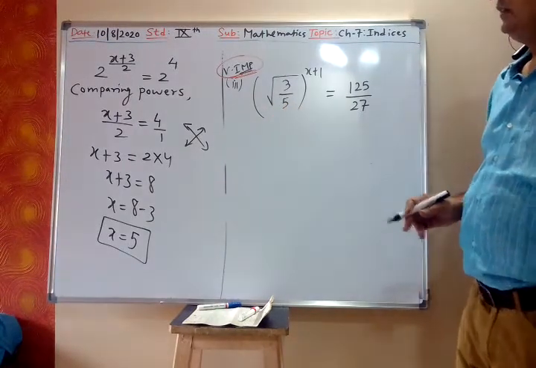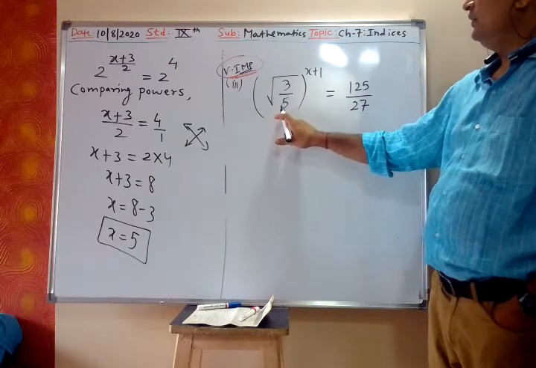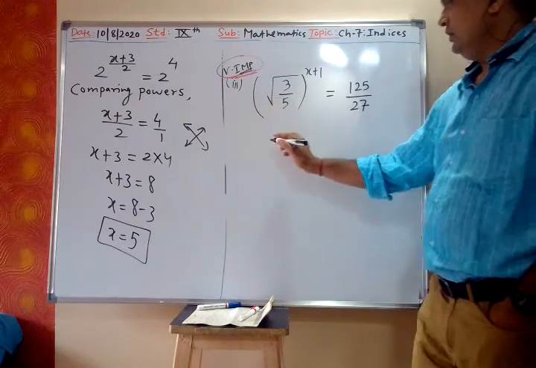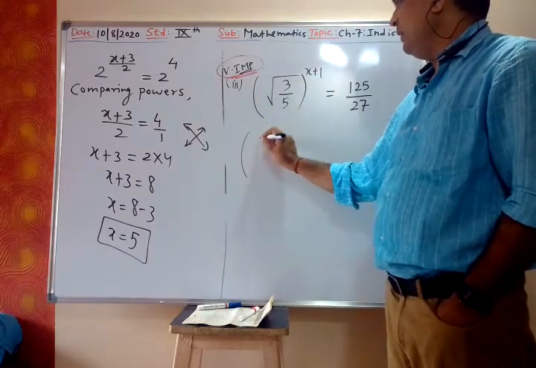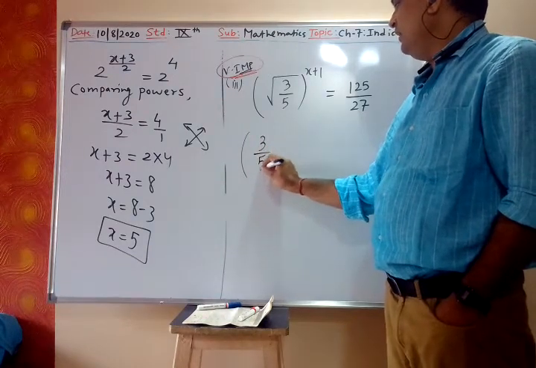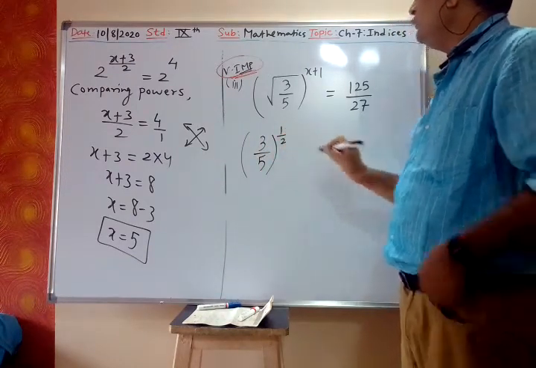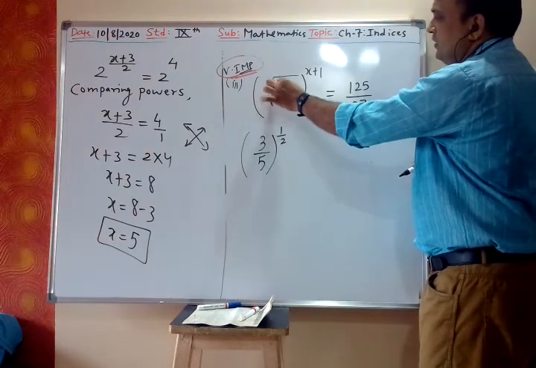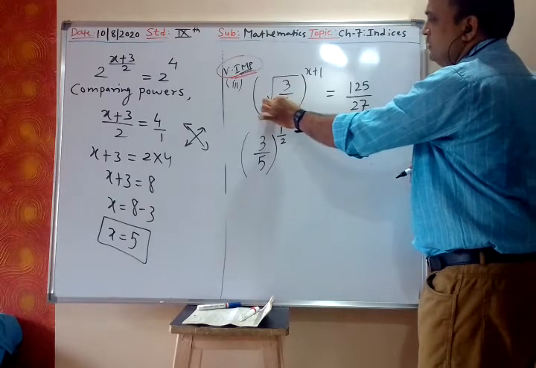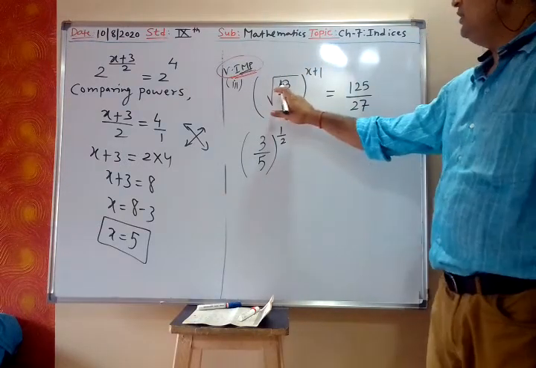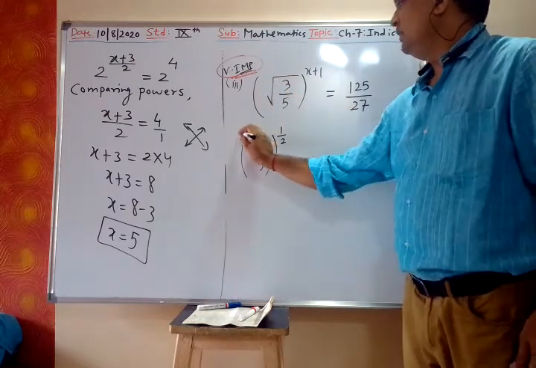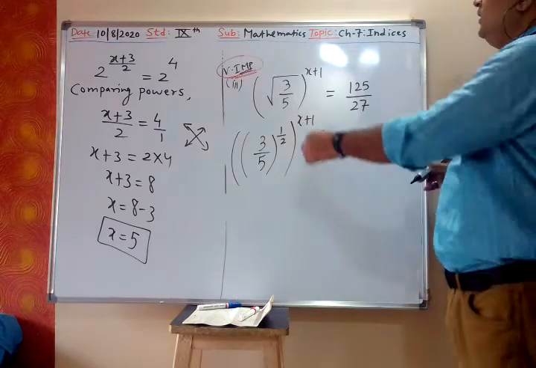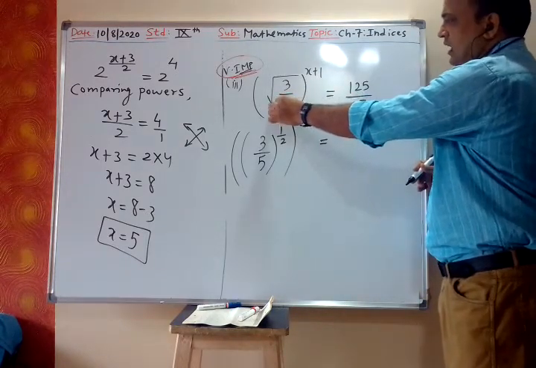Now see here. Which term is inside? 3 by 5, no? So this I will write as 3 by 5 raised to half. Remember, half will be inside the bracket because the square root is of 3 by 5. Square root is not of the whole part. Previously the square root was for the whole part. So 3 by 5 raised to half raised to x plus 1. Are you getting it?